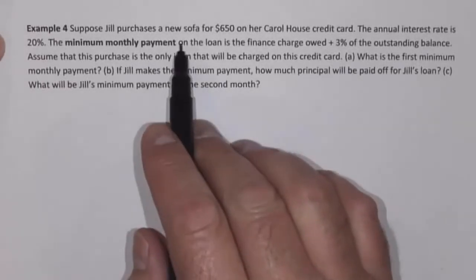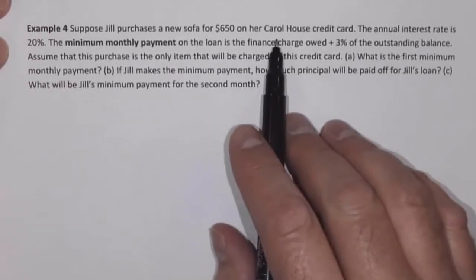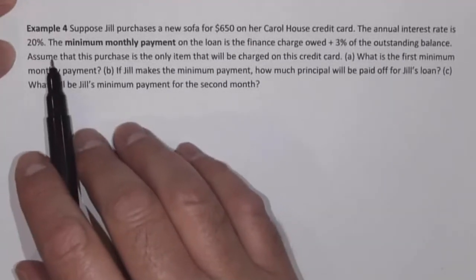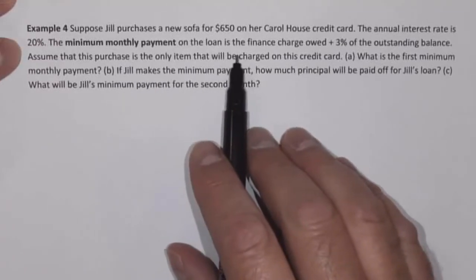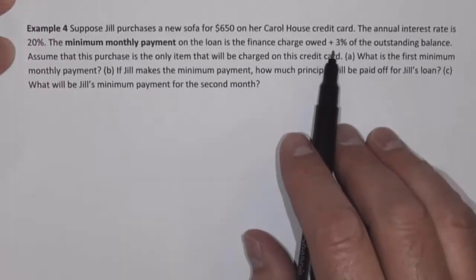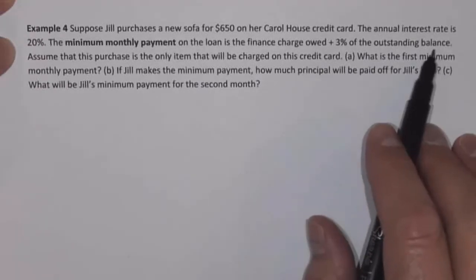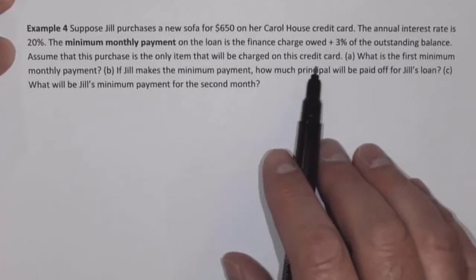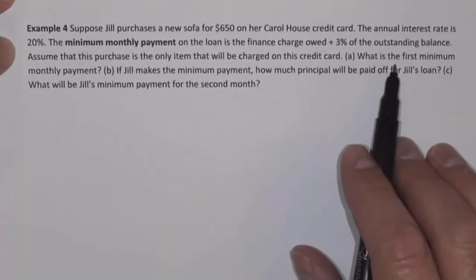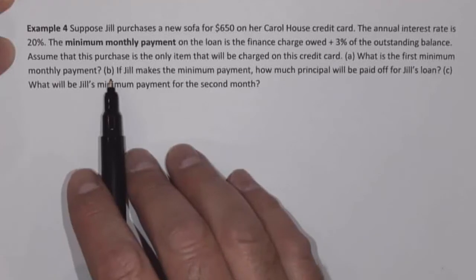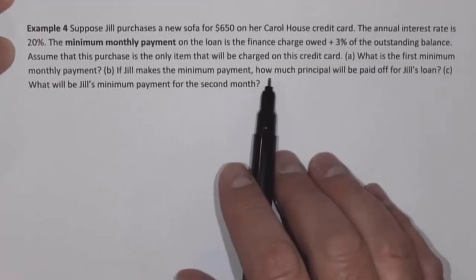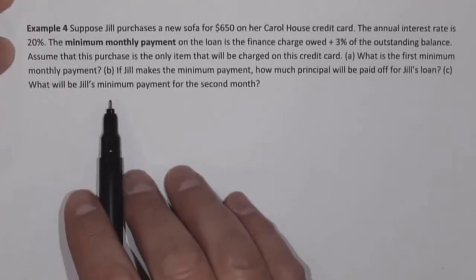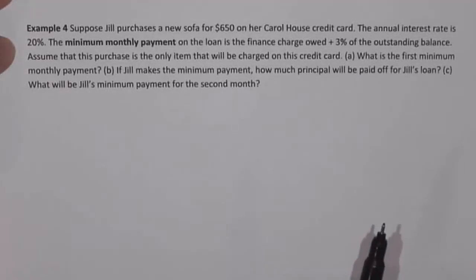Suppose Jill purchases a new sofa for $650 on her Carroll House credit card. The annual interest rate is 20%. The minimum monthly payment on the loan is the finance charge owed plus 3% of the outstanding balance. Assume that this purchase is the only item that will be charged on this credit card. A. What is the first minimum monthly payment? B. If Jill makes the minimum payment, how much principal will be paid off for Jill's loan? C. What will be Jill's minimum payment for the second month?